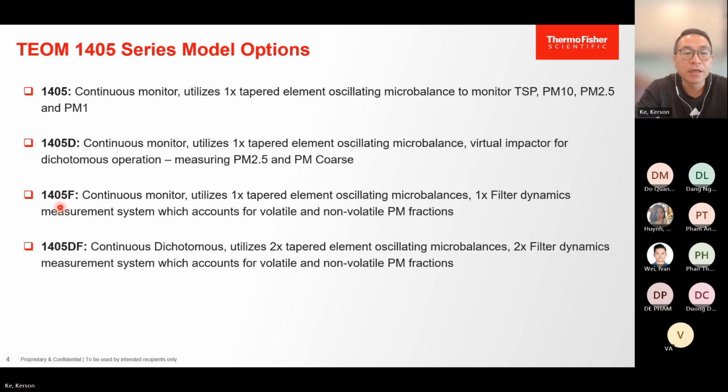Okay. And the third version is with F. F means there will be an additional filter dynamic measurement system we call FDMS. Means within this system, we can get the volatile and the non-volatile PM fractions. Okay. Same, DF means there are dual channels, and all with the FDMS system. Okay.